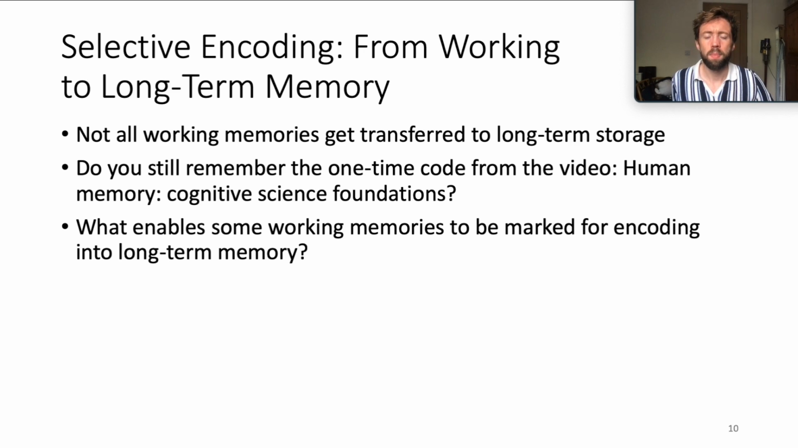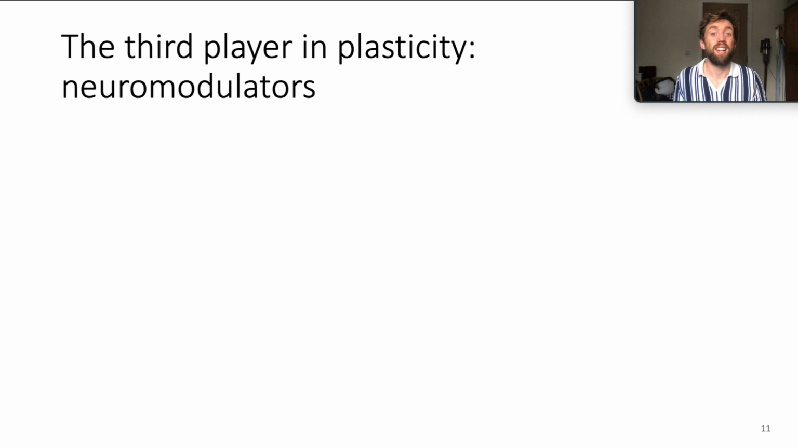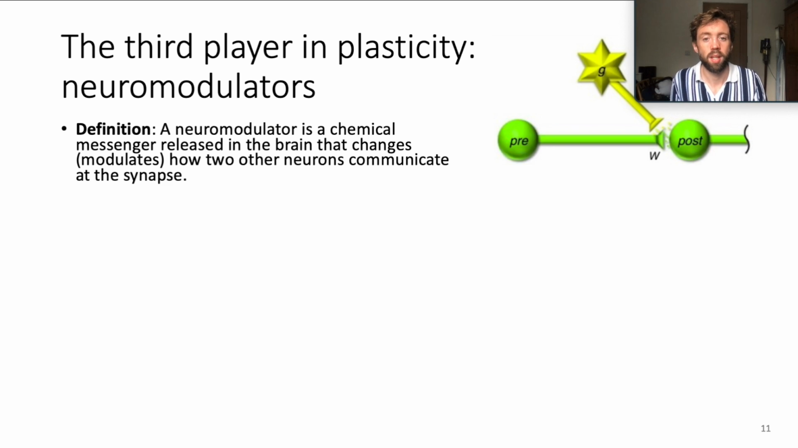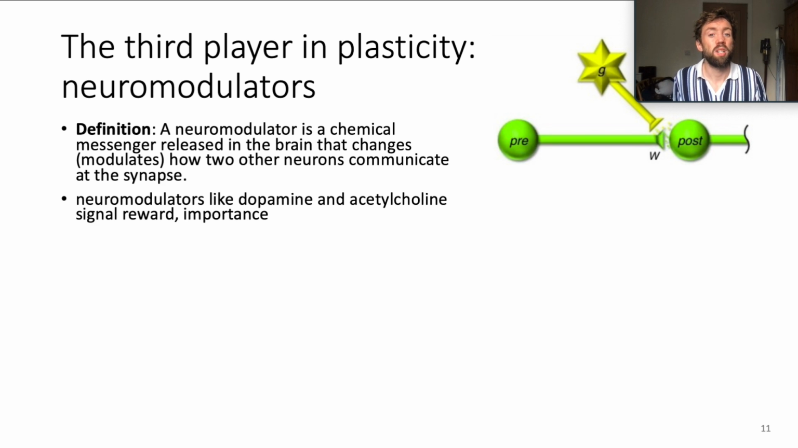So, in particular, from a neuroscience point of view, what enables some working memories to be marked for encoding into long-term memory? Here we're going to introduce a key third player in plasticity, and this third player is called neuromodulation, or neuromodulators. So a neuromodulator is a chemical that's released in the brain that changes or modulates how two other neurons communicate at the synapse. Neuromodulators are things like dopamine and acetylcholine and serotonin. They signal things like reward and importance to the brain.